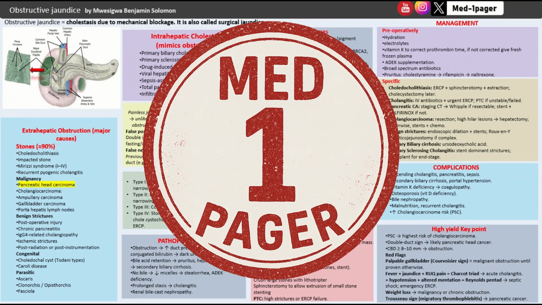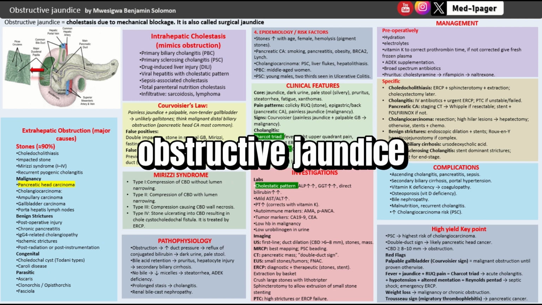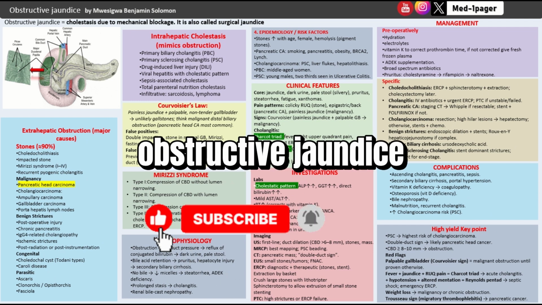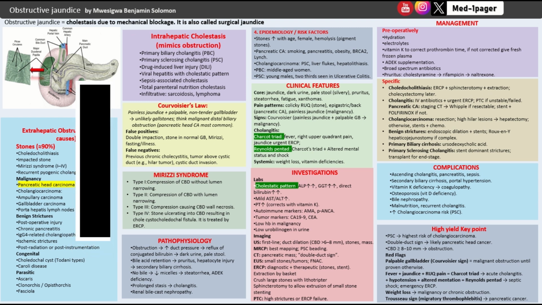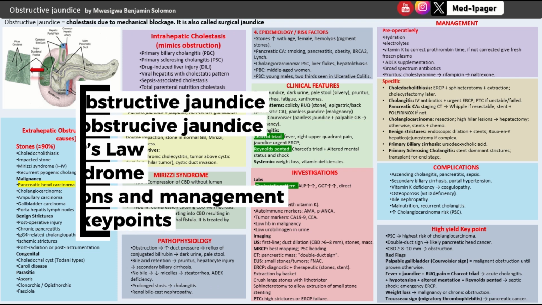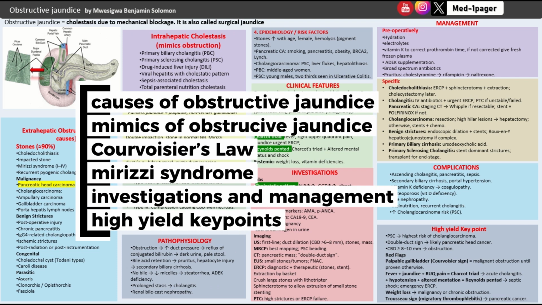My name is Benjamin, and today I'm going to be talking about obstructive jaundice. In this video, I'm going to cover the causes of obstructive jaundice, and this is going to include a number of different diseases. We're going to look at the things that could mimic obstructive jaundice, Courvoisier's law, which is a high-yield law when it comes to abdominal surgery, then the Mirizzi syndrome, and then we shall generally look at some investigations we can do to identify the different causes of obstructive jaundice.